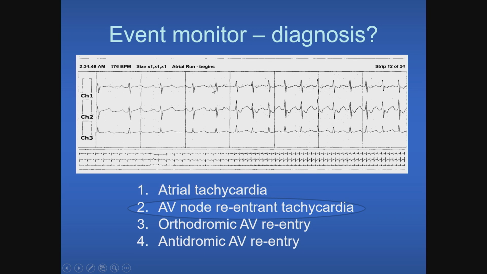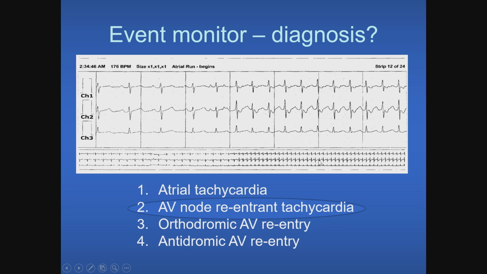The P waves look slightly different, right? There's one here and there's one here. And you see on the second one, it conducts to the ventricle with a very long PR interval compared to the prior. And what you also see is right after that, you see a little retrograde P wave hugging the end of the QRS complex, which we didn't see before, and then we're off to the races in tachycardia.